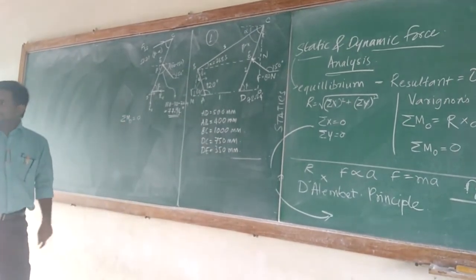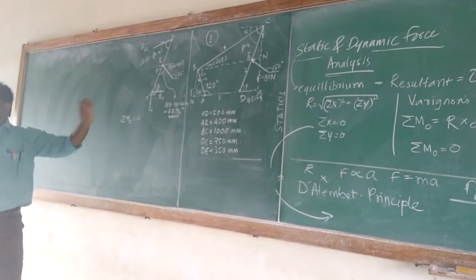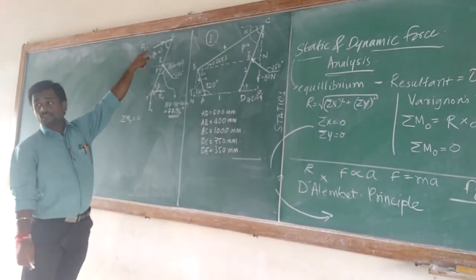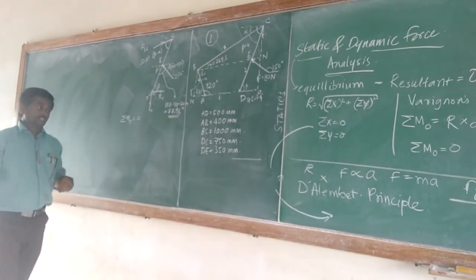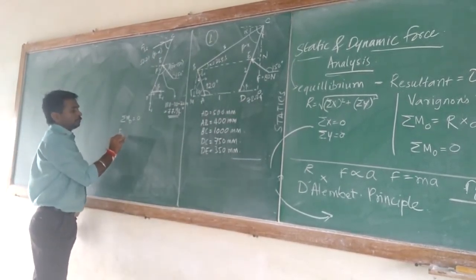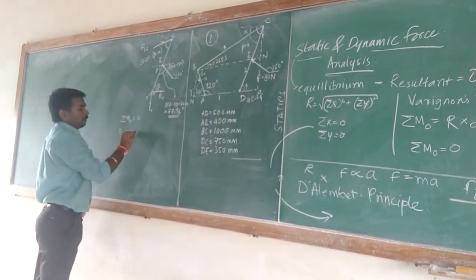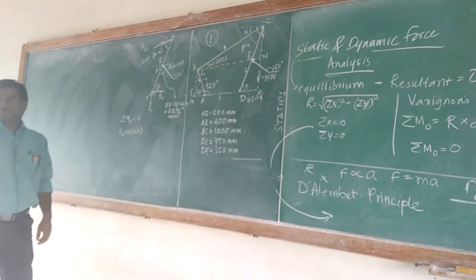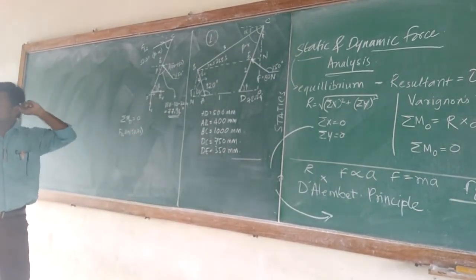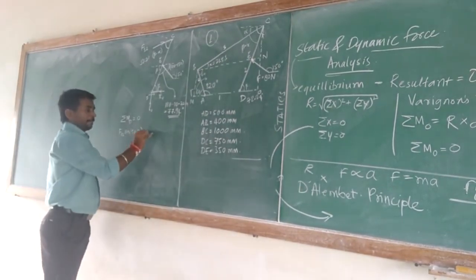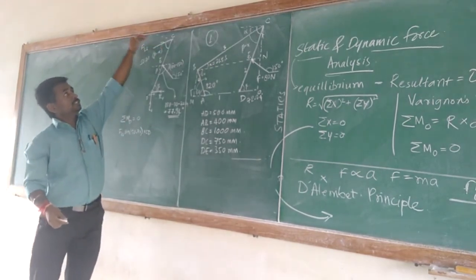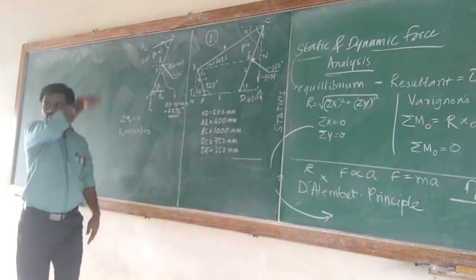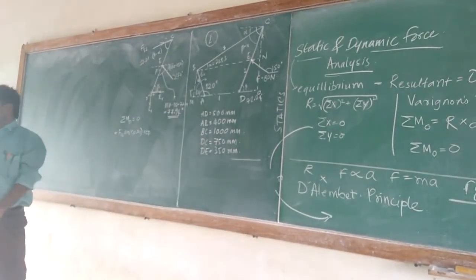Okay. Now take moment due to all the forces. 6.75. This is the force. Distance DC or CD. Distance is CD. Next, clockwise and anti-clockwise. Coming towards when you push this side, so it will rotate clockwise. So it will be plus.